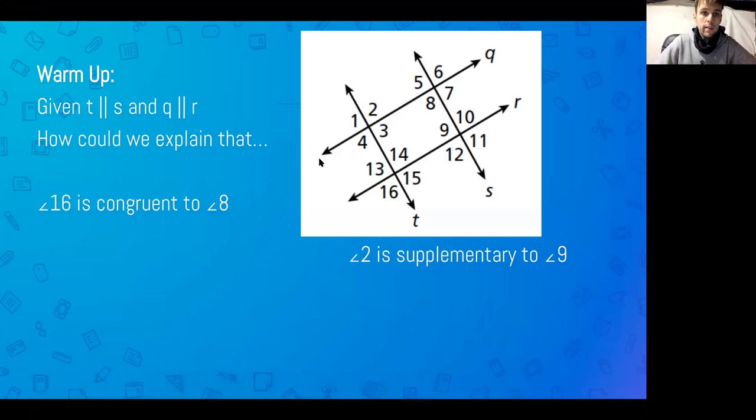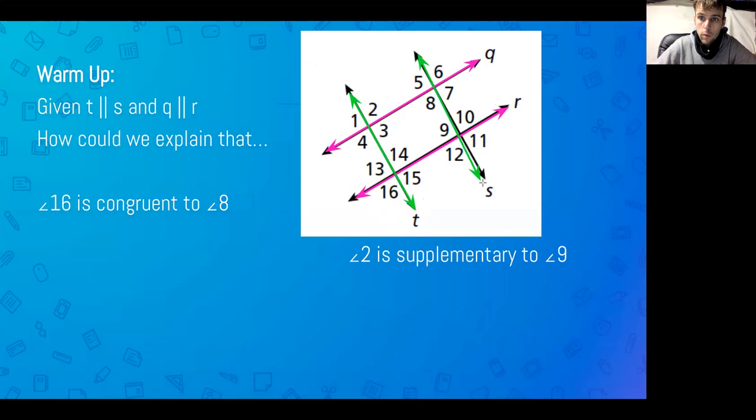All right, let's go ahead and take a look at this warm-up. So in this warm-up, we can see that we have some sets of parallel lines. So we have Q and R, which are parallel, and then also these other lines, which I'm going to highlight in just a second here, T and S, which are parallel.